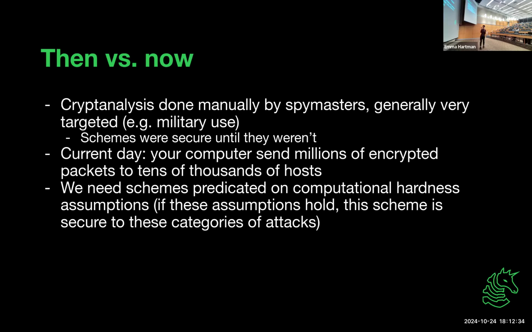So we need schemes that are predicated instead on hardness assumptions. And I'll talk about what that means in a few minutes. But essentially a hardness assumption means we're pretty sure this is hard. We have very good reason to believe that this is difficult to do. So that's what we try to build all crypto on now.